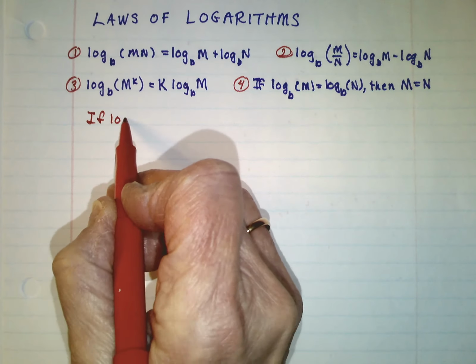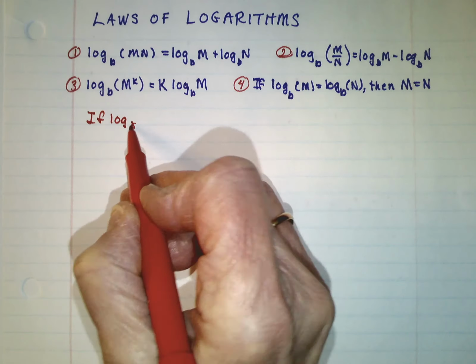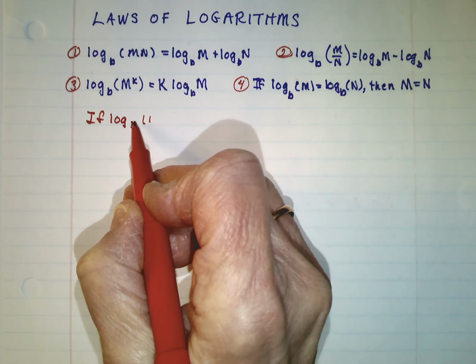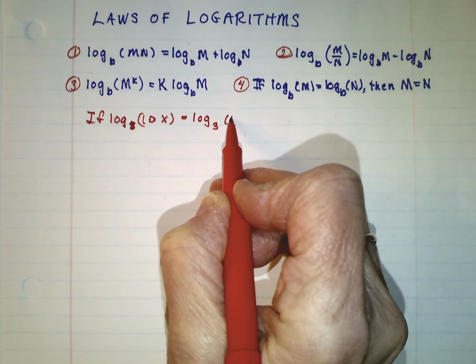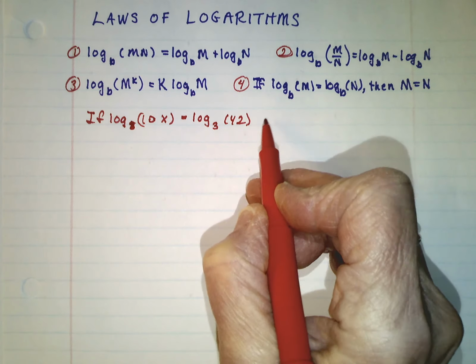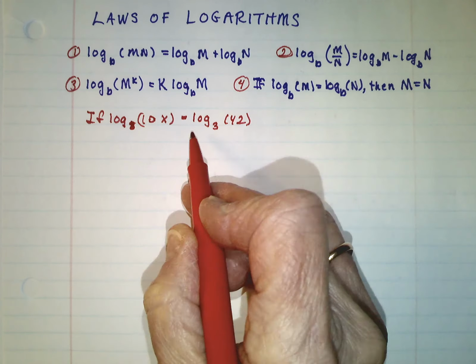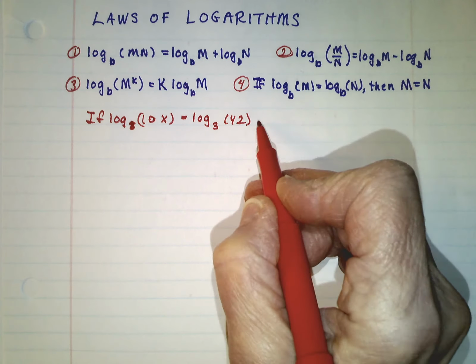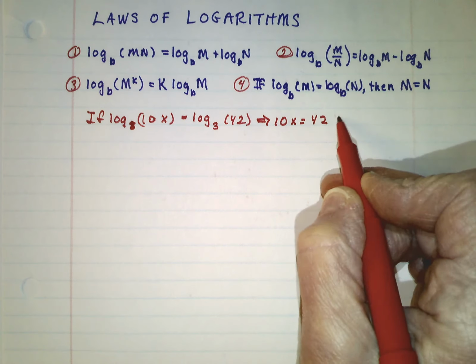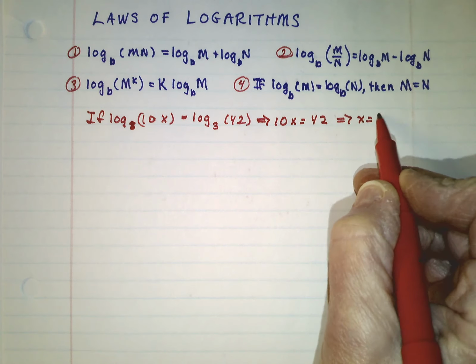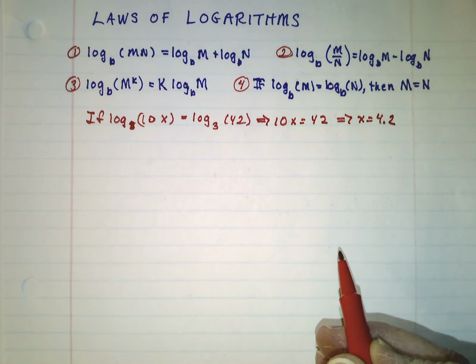So if we know that log base 3 of 10x equals log base 3 of 42, the only way that can happen, since the bases are the same and the answers are the same, is if 10x equals 42, or x equals 4.2.